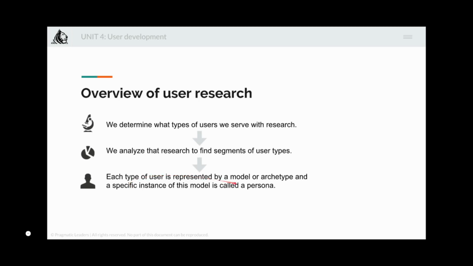Each type of user is represented by a model or archetype. Okay, this archetype I will explain very soon. And a specific instance of this model is called a persona. Let's deal with these two things right now. Let's clarify these two things immediately.